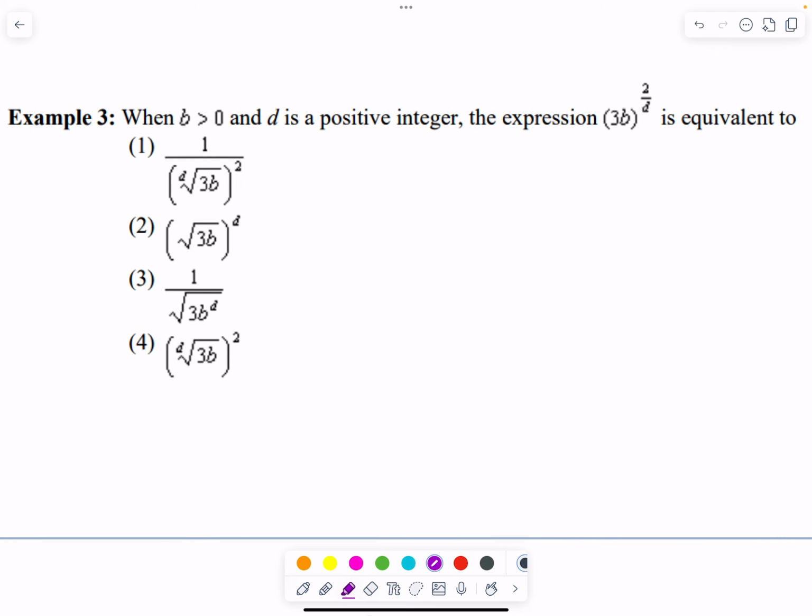Okay, so this is also asking us what's equivalent to. They tell us b is a number greater than 0, so that's just to ensure that our base, which is 3 times b, doesn't become negative or 0. And d is some positive integer. So they want to know how can we find an equivalent form of 3b raised to the 2 over d. So take a moment to pause the video and see if you can write this as an equivalent form and see if you can find your choice.